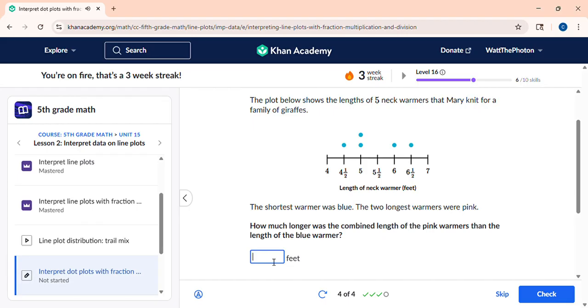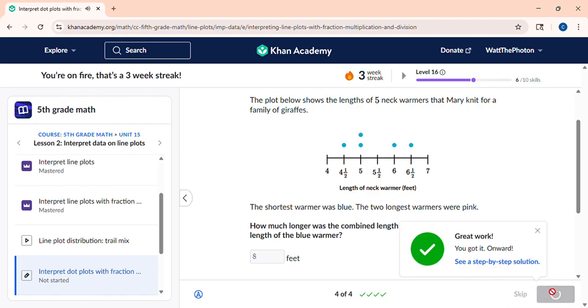The plot shows the length of 5 neck warmers that Mary knit for a family of giraffes. The shortest neck warmer was blue, the longest 2 were pink. How much longer was the combined length of the pink neck warmers than the blue neck warmer? So 6 plus 6.5 is 12.5 minus 4.5 is 8. Yeah, the unit is feet. We're so good.